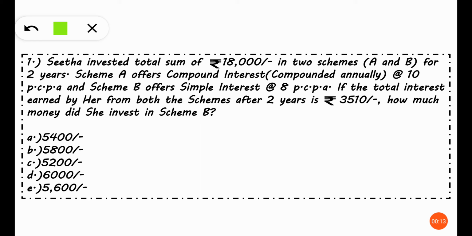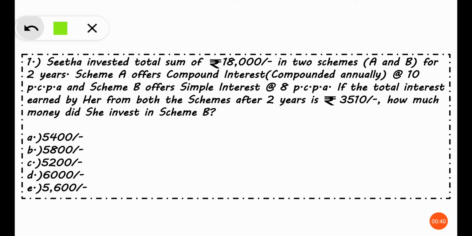So let's solve it. The first question is, Sita invested a total sum of rupees 18,000 in two schemes A and B for 2 years. Scheme A offers compound interest at 10% per annum, whereas Scheme B offers simple interest at 8% per annum. If the total interest earned by her from both the schemes after 2 years is 3,510, how much money did she invest in scheme B?